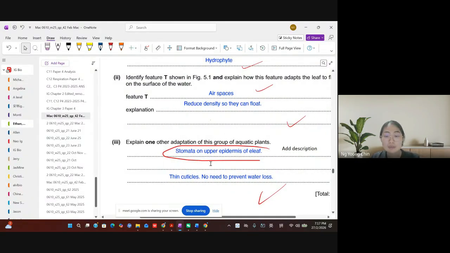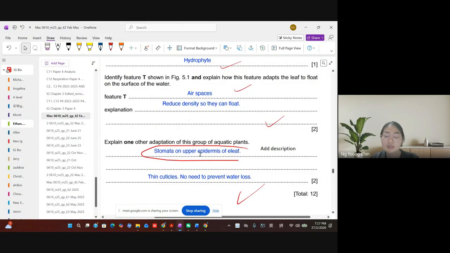Explain one of the adaptations of the group of aquatic plants. So what you wrote is correct: stomata on the upper epidermis of the leaf. But you should write your descriptions. Like in the second question, in the second answer, you do write the point and then the description. So that's why the stomata is on the upper epidermis of the leaf in the aquatic plant.